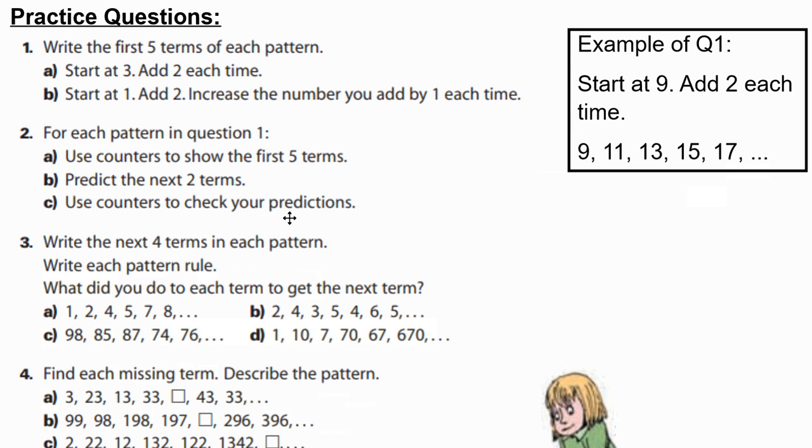So I have some practice questions here for you, just to get used to working with number patterns and naming them. If we are looking at the first question, just because it is a little bit different, I just did an example of question 1. It says start at 9, add 2 each time, and it asks us to write the first 5 terms. So I'm going to start at 9 and then add 2 until I have 5 terms, or 5 numbers, which are part of that pattern. So 9 plus 2 is 11, plus 2 is 13, plus 2 is 15, plus 2 is 17, and those would be the first 5 terms.